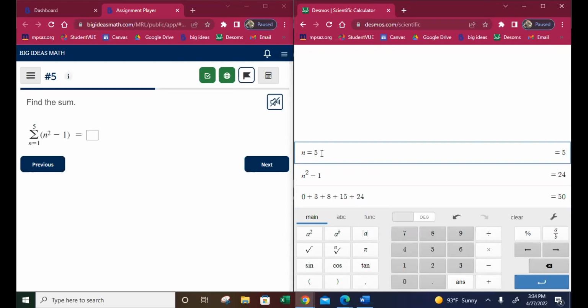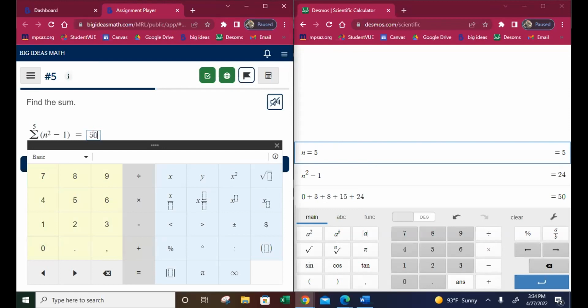Do you have the... so that's where you stop. You stop when n is 5 and go. And will that just be my answer, 50? Go ahead and type that in on the left.